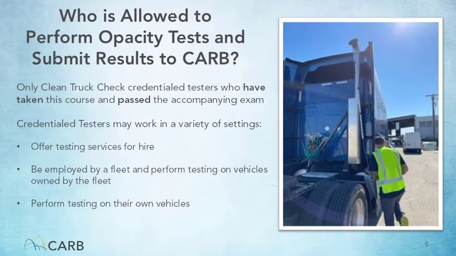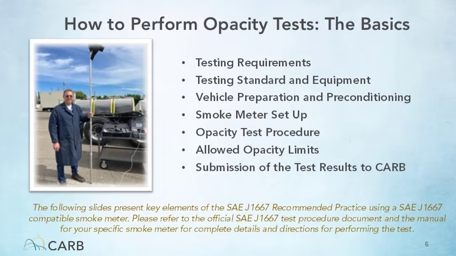Further details related to Clean Truck Check requirements, such as when emissions compliance tests are required, the frequency of inspection requirements, and other related regulatory requirements can be found in the regulatory module in this Clean Truck Check tester training course. Let's walk through the important requirements of smoke opacity testing and the key steps to ensure a successful test. We will walk through what equipment testing is used, vehicle preconditioning requirements and the preparation process, the setup of the smoke meter in the vehicle's tailpipe, and the smoke test procedure itself. Allowable opacity limits and the process of submitting the test results to CARB will also be discussed.